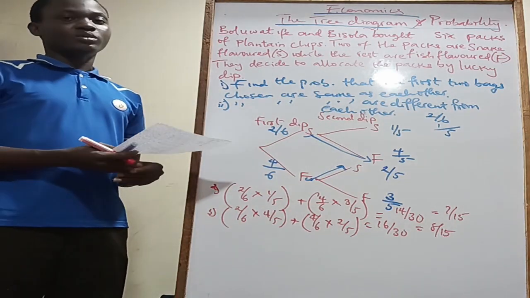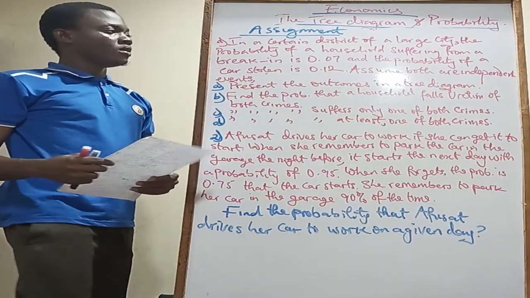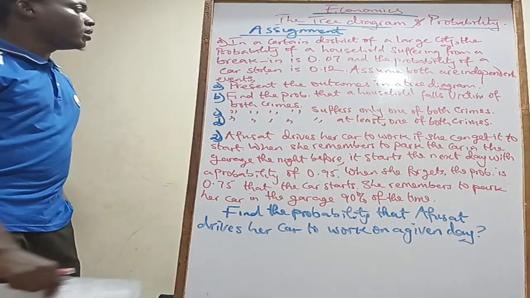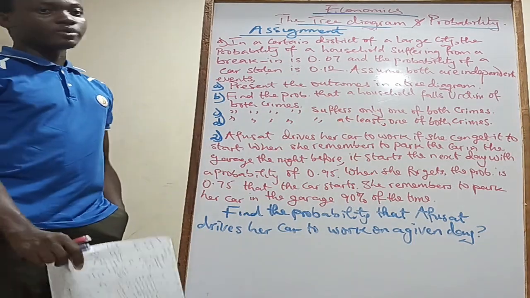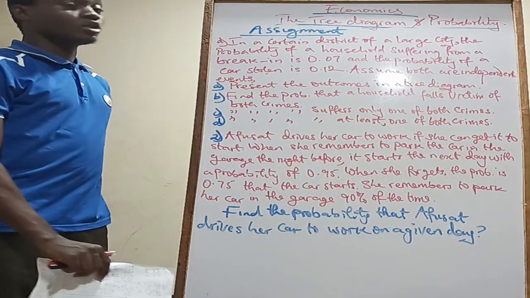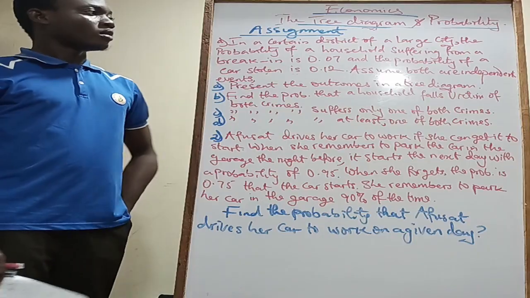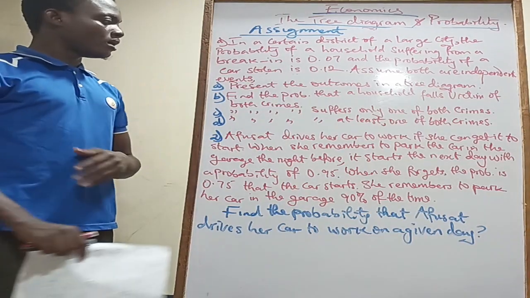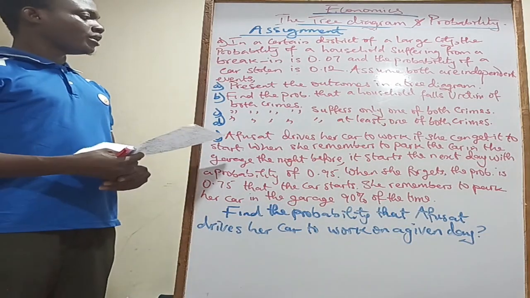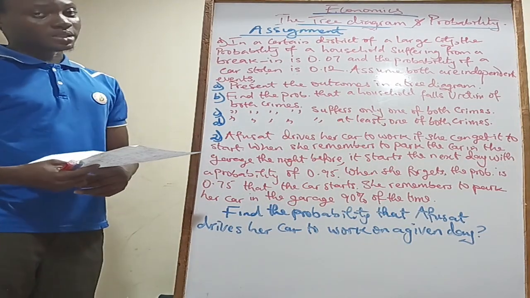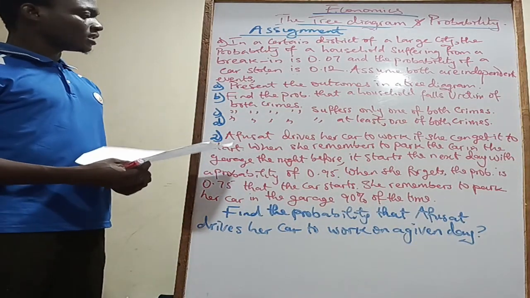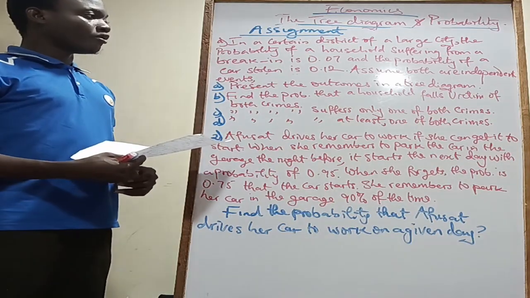The next thing we have to go to now is the assignments for this particular lesson. Here are our assignments. In a certain district of a large city, the probability of a household suffering from a break-in, like a theft, is 0.07, and the probability of a car being stolen is 0.12. Assume both are independent events. A, present the outcomes in a tree diagram. B, find the probability that a household falls victim to both crimes.